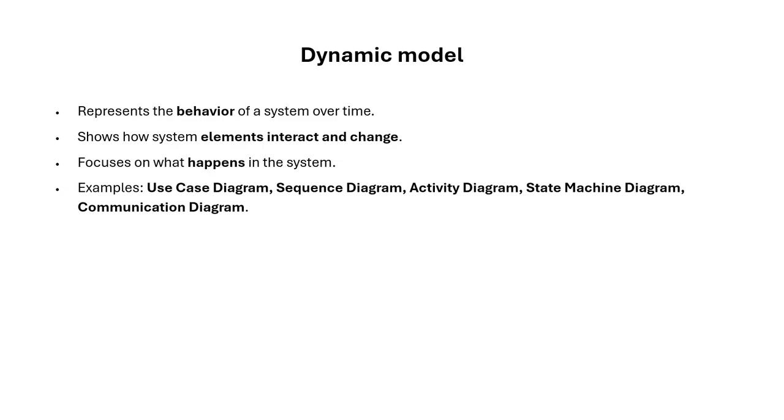So far I covered some examples of the static model, which shows the structure of the system. Now we will be covering the other type of model in the UML, the Unified Modeling Language. This is called the dynamic model. Dynamic shows the actual behavior, like what happens when the system runs.